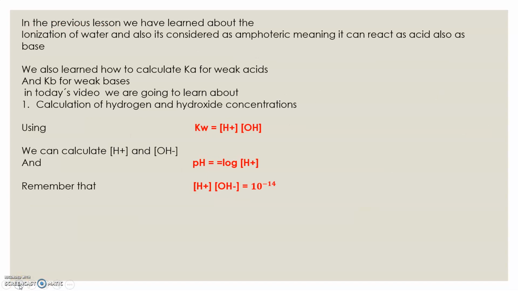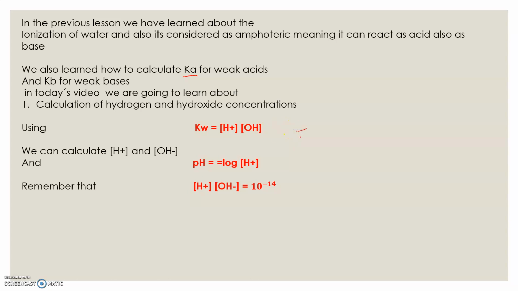Okay, just as a reminder, in the previous video we learned about the equation of ionization of water, and also we learned that water is considered amphoteric. Amphoteric means it can react as an acid, and it can also react as a base. We learned also in the previous video how to calculate the Ka, which is the dissociation constant of weak acids, and Kb, which is the dissociation constant for weak bases. So let's remember these equations.